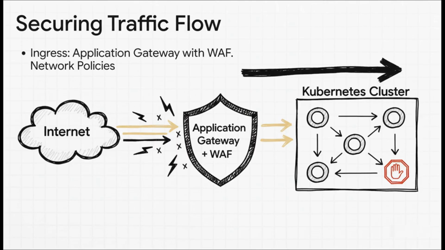To lock down our network traffic, we control it at multiple layers. First, all incoming traffic, we call that ingress traffic, has to pass through an application gateway with its web application firewall turned on. Think of it like a bouncer at the front door, blocking all the common threats. Then, once traffic is inside the cluster, we use Kubernetes network policies to set up strict rules about which pods are allowed to talk to each other. It's a total zero-trust model.